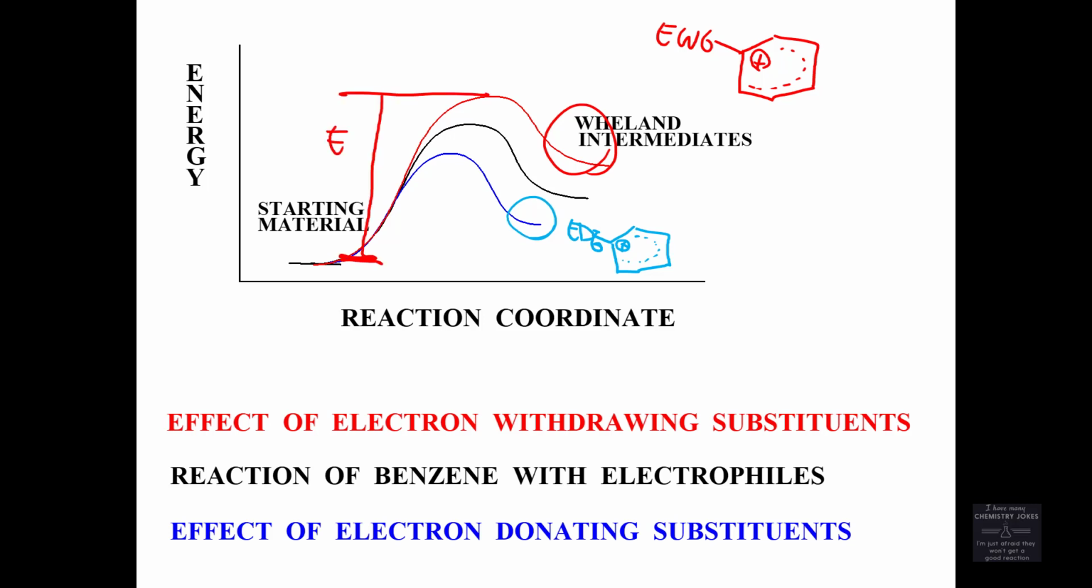This red trace is the activation energy of a benzene with a withdrawer that needs to add a new group. This blue trace is the activation energy of a reaction that has a donor that needs to add a new group. So what I'm saying is EA red is bigger than EA blue. And when EA is bigger, the reaction is slower. When the reaction is slower, we say that benzene is deactivated. When the reaction is faster, we say that benzene is activated. So donors activate benzene, withdrawers deactivate benzene. Okay?